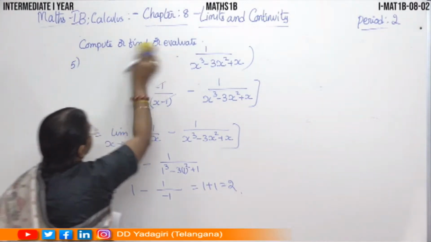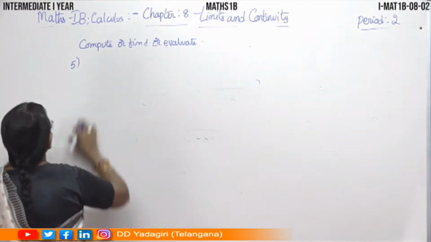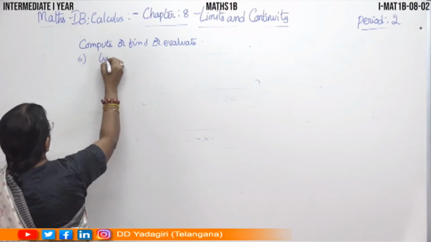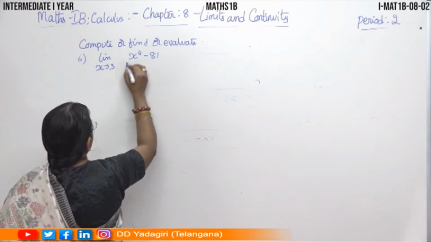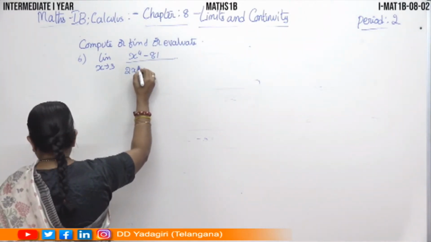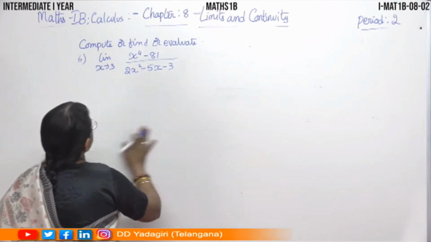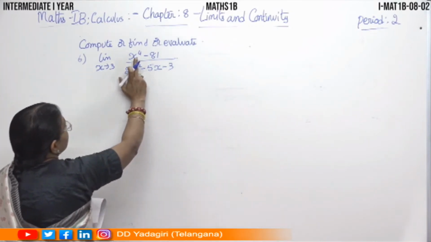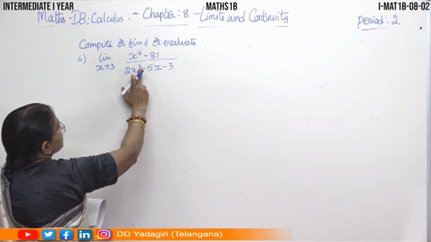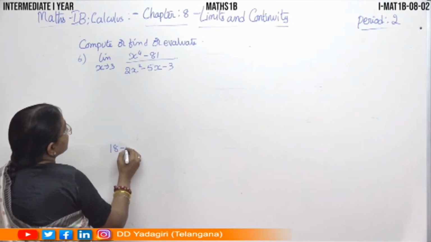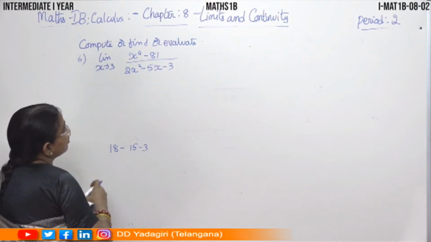Next problem. Next, sixth problem. Limit x tending to 3 of x to the power 4 minus 81 by 2x square minus 5x minus 3. Now when I substitute limit as 3 here, this is 3 power 4, 81 minus 81. And here 3 square is 9, 2 into 9 is 18. 18 minus 15 minus 3, that is 0.